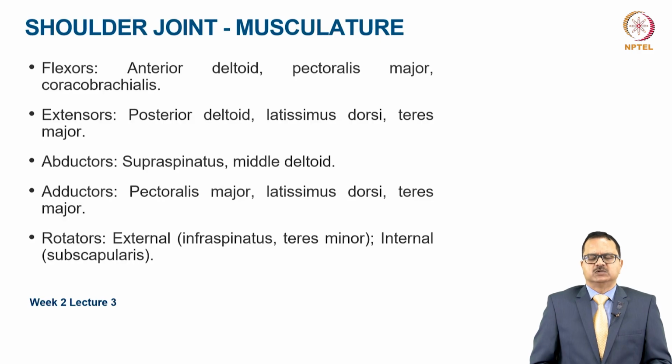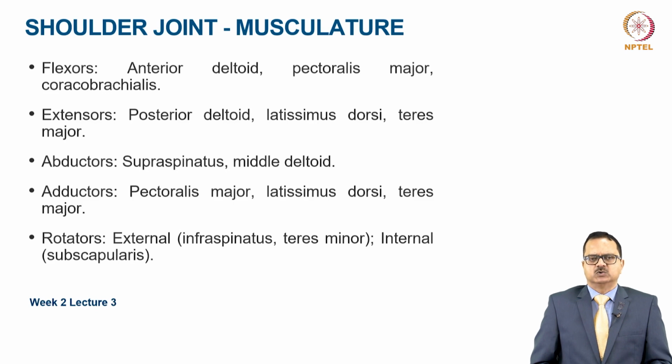The flexors of the shoulder joint are the anterior deltoid, the pectoralis major, and the coracobrachialis. The extensors are the posterior deltoid, the latissimus dorsi, and the teres major. The abductors are supraspinatus and the middle deltoid. And the adductors are the pectoralis major, the latissimus dorsi, and teres major.